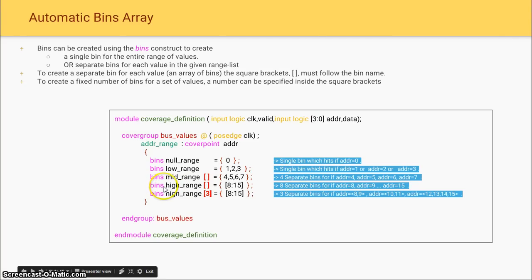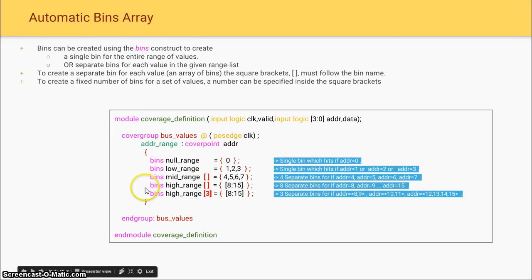In the same way, the next bin, address high range, is with an empty square bracket with values 8 to 15. So this will create 8 separate bins for address equal to 8, address equal to 9, up to address equal to 15. So in order to get 100% coverage, all the different values will need to be injected into the ADDR variable at the positive edge of any given clock.